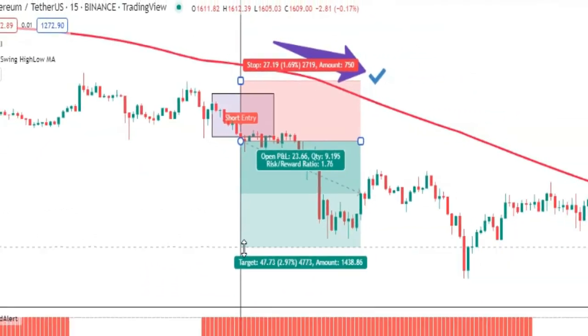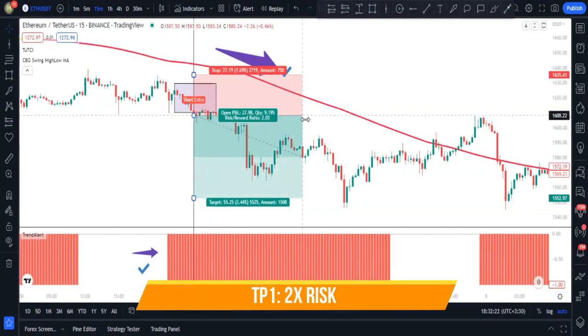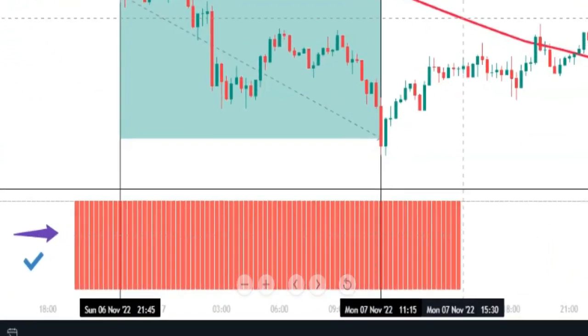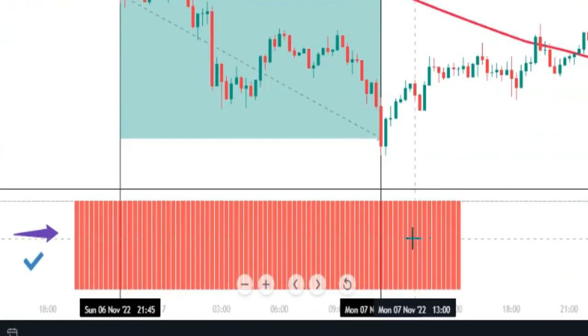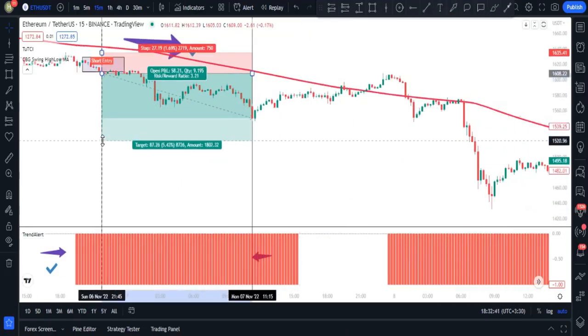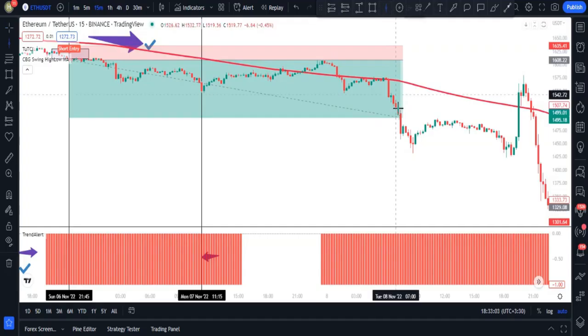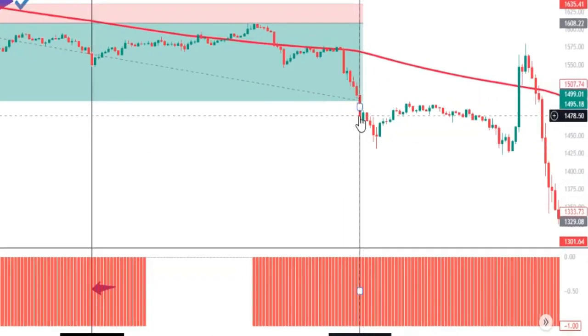So I'm going to use the risk reward ratio of 1 to 2 for our first target. Here the market reached our first target. Now I'm going to check the trend alert histogram. The trend alert histogram exists and it is red, so it means that we are still in a downtrend market and I can set my second target to the risk reward ratio of 1 to 4. And on this candle, the market reached the second target.